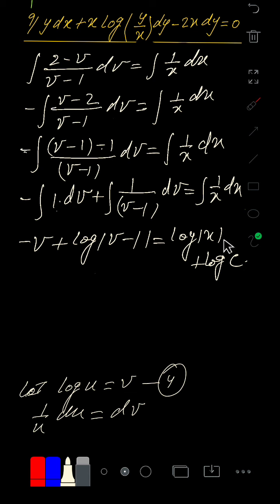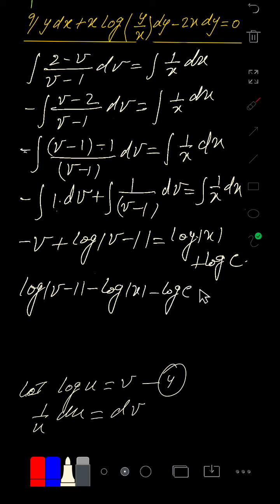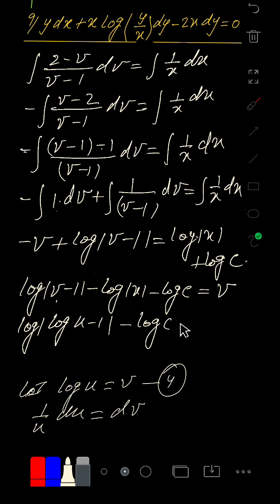This v should be transposed to the right hand side, and these two terms to the left hand side, we have log (v minus 1) minus log x minus log c is equal to v. Now as we know, v is equal to log u, so putting v is equal to log u over here, we have log (log u minus 1) minus, taking minus common out of these two, inside the bracket log x plus log c, which may be written as log cx, is equal to v.